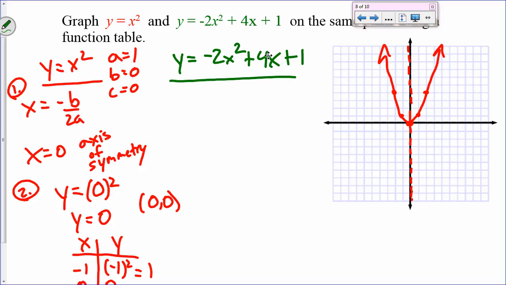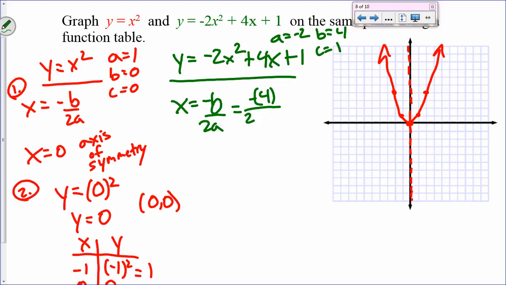So we'll graph this one. First step, we're graphing using the axis of symmetry. So let's find that axis of symmetry: negative b over 2a. Identifying a, b, and c again, we've got a equals negative 2, b equals 4, c equals 1. So this is negative b, so negative 4 over 2 times negative 2, negative 4 over negative 4. We should have an axis of symmetry at x equals 1.